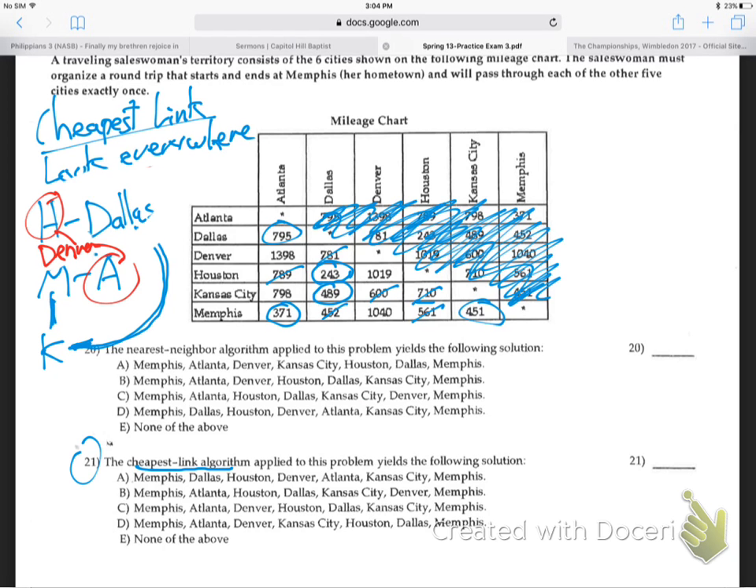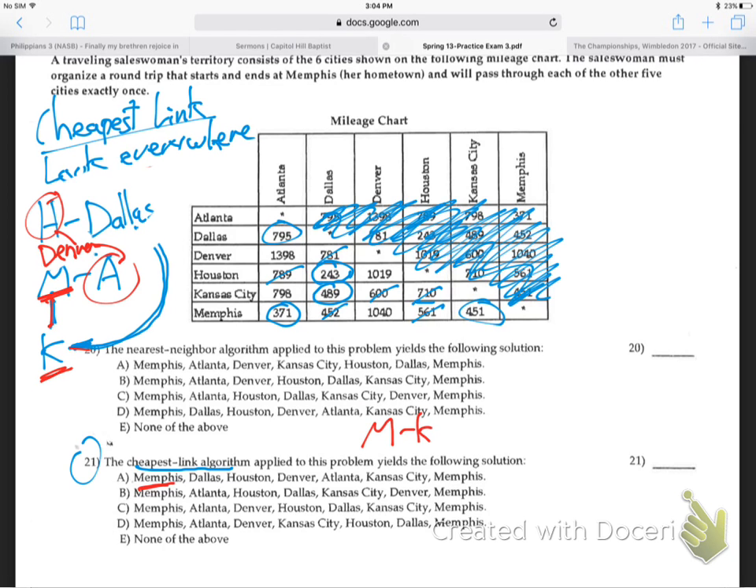Now, what is that? We got to rewrite it starting with Memphis, since they wrote all the answers in that loop, starting with Memphis. How do you write it starting with Memphis? Well, you can go two ways. Start at the M, and I'll go this way. I'll go MK.